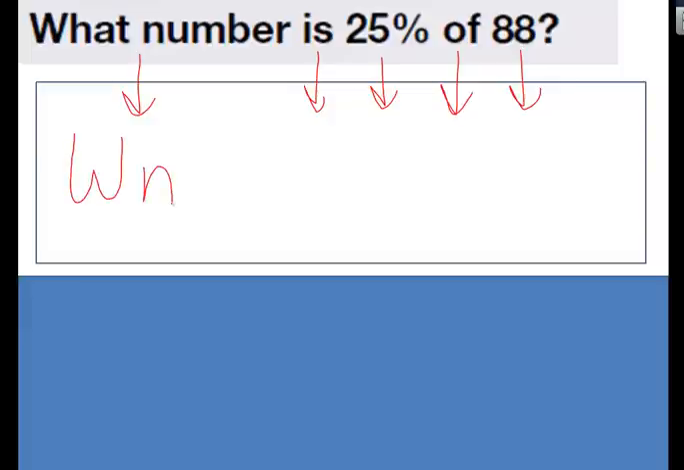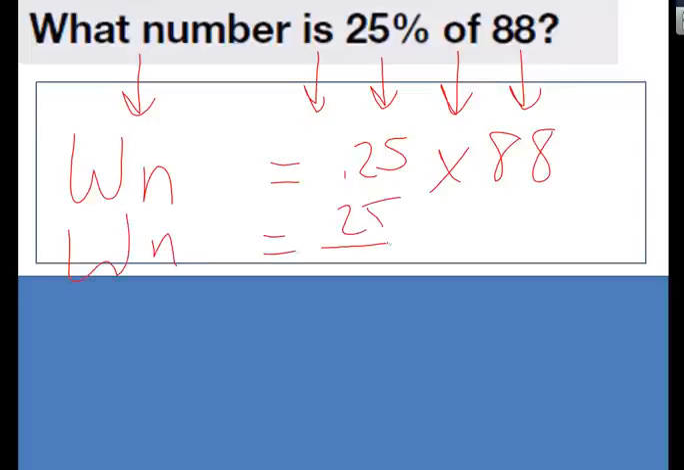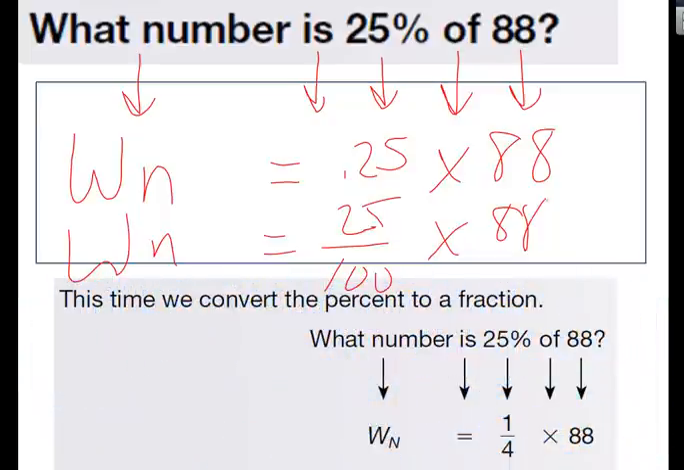So what number is 25% of 88? Or what number is 25 100ths of 88? Hopefully that's what you wrote. And if you did, you would have come up with 22. What they've done here is they just simplified this to 1/4 to make it a little bit easier math.